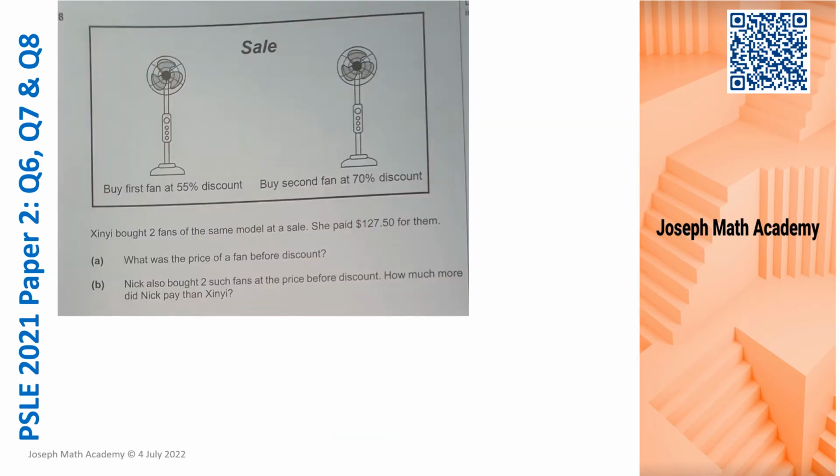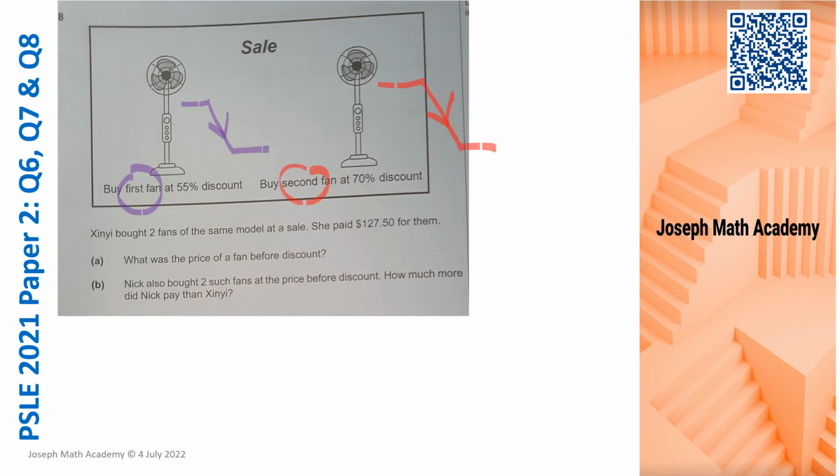Question 8 is a percentage question. Now, if you have been following my past videos, I always use line graphs to talk about percentage questions. Since number 8 is about discounts, I have two special line graphs. The line graph for the first fan looks like this, coming down. And the line graph for the second fan looks like this also, because it is a discount.